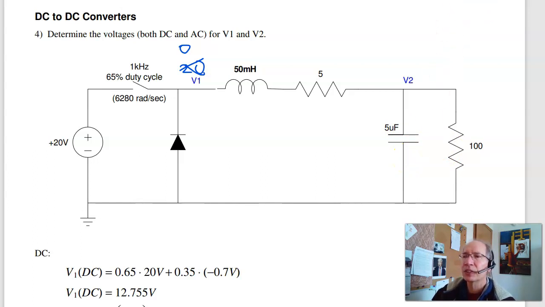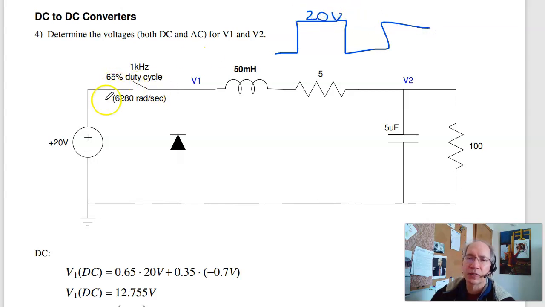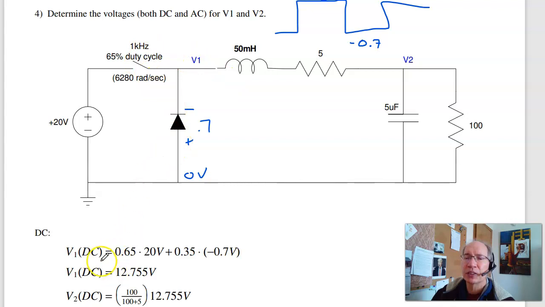So there's the circuit. To analyze it, what you do is you calculate the voltage at V1, both DC and AC, and what V1 is going to look like, it's going to look like this. When the switch is closed, I have 20 volts, because it's connected to 20 volts. When the switch is open, this is 0 volts, this is a 0.7 volt drop. So when the switch is open, I'm at minus 0.7-ish. The DC is the percentage weighted average. So if I'm at 65% duty cycle, it's 20 volts 65% of the time, minus 0.7 volts 35% of the time. So there's the DC voltage at V1, 12.75 volts.